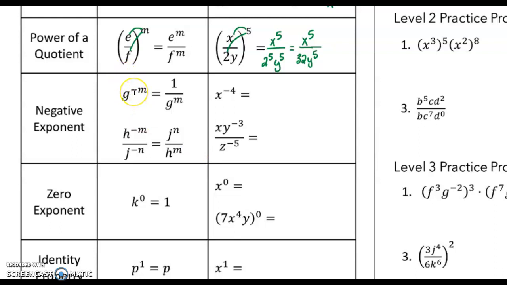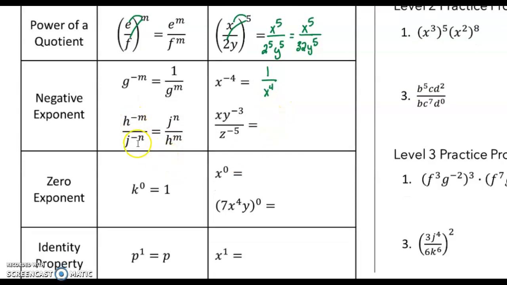Negative exponents just create reciprocals. So like if you have a negative exponent, g to the negative m, the negative moves it down to the bottom of a fraction. So now it's g to the m. It's no longer negative because it has been moved. So for example, on this one, x to the negative fourth, the negative moves it to the bottom of the fraction. So now it's 1 over x to the fourth. Notice it's now x to the positive 4. Because it's been moved, the negative is gone.